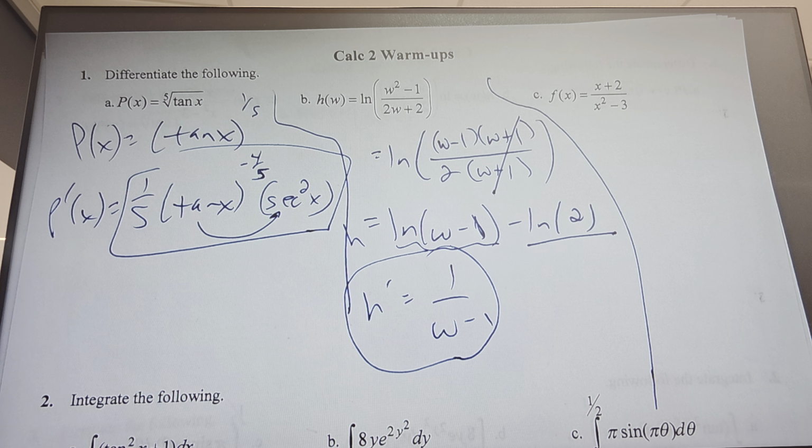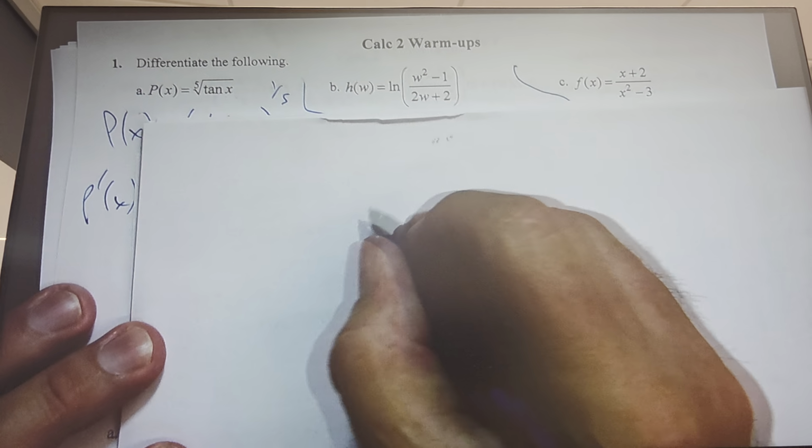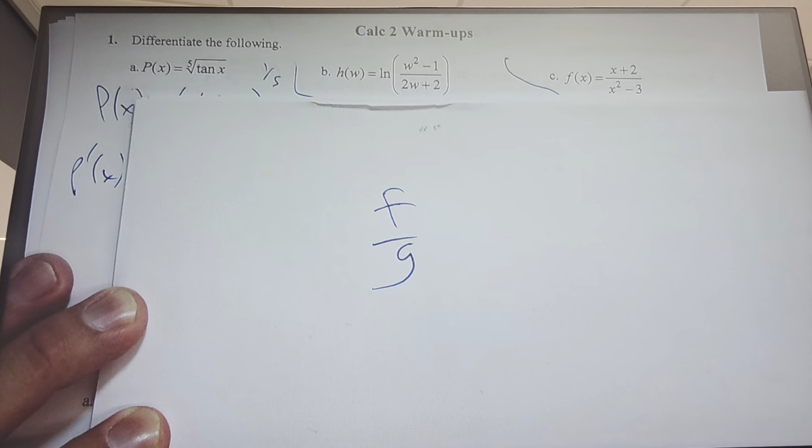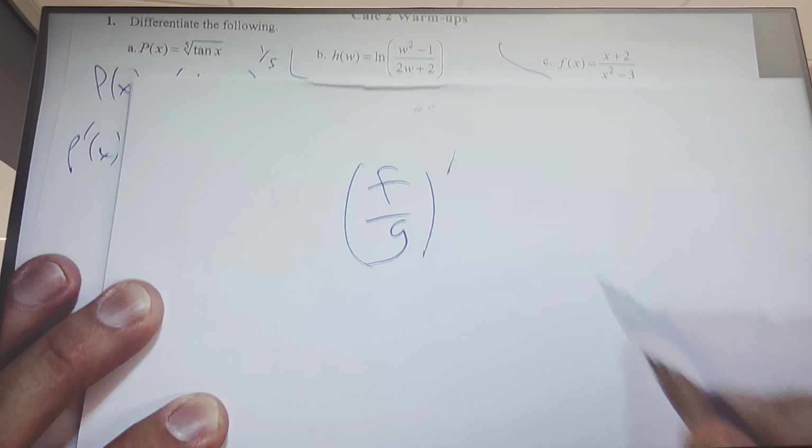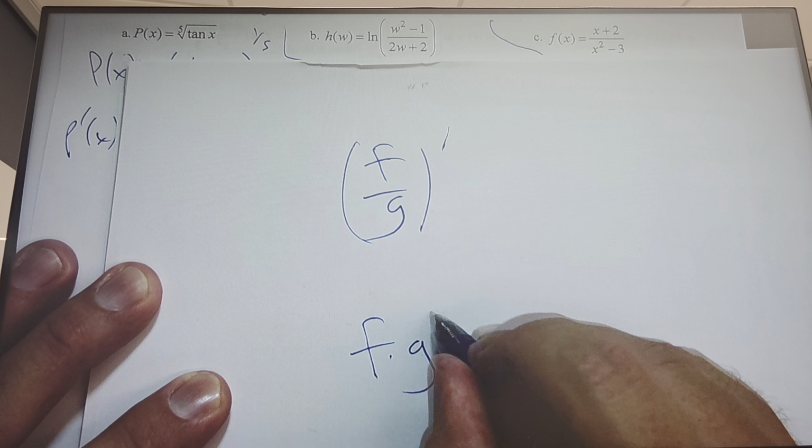Real quick. I don't think you guys have ever seen this. If I have f over g, don't write this down, just watch. And I want to take this guy's derivative. Isn't this f times g to the -1?